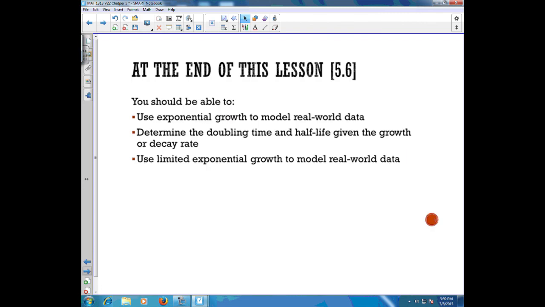Finally, at the end of this lesson, you should be able to use exponential growth to model real-world data. You should be able to determine the doubling time and half-life given the growth or decay rate. You should be able to use limited exponential growth to model real-world data.